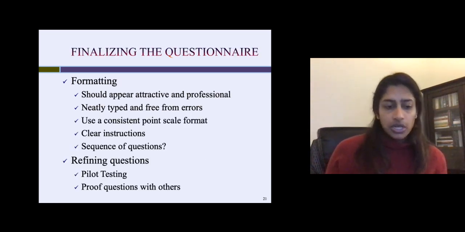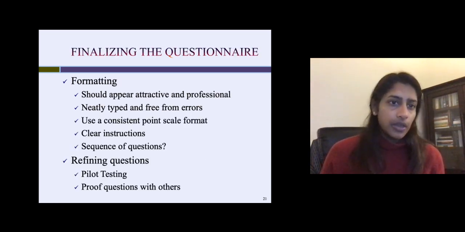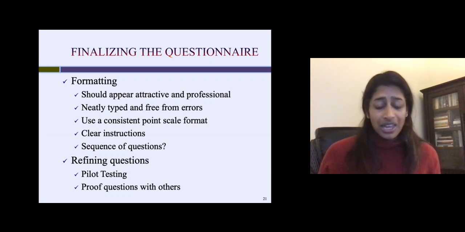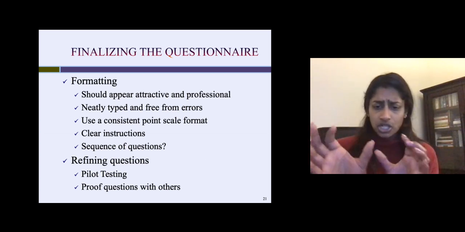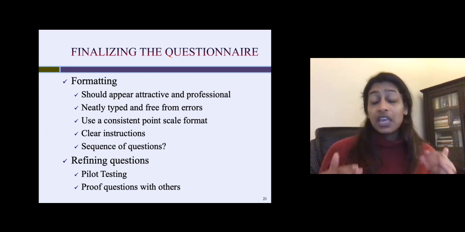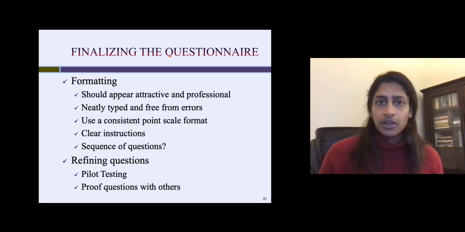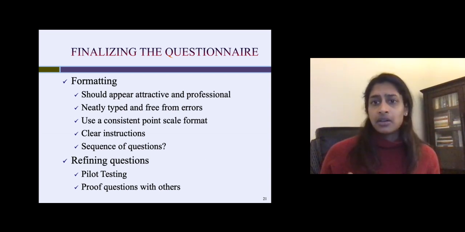So you've made your questionnaire. What are you going to do with it? Well, you should think about finalizing that questionnaire, so formatting it. Overall, if you look at a survey and the font is a different size, the spacing is off, or the scales don't seem to match up in terms of the points, it actually turns people off. They're less likely to take part in your survey. So appearance matters. How easy it is to read and interpret matters.